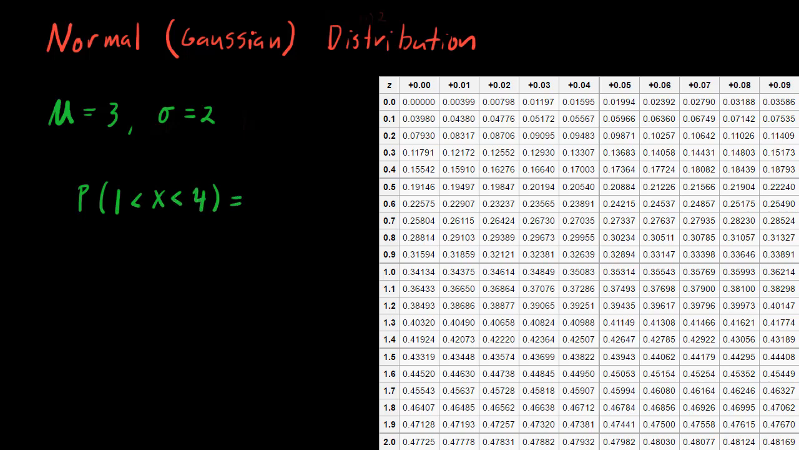So to do that, since our z table here is finding the area under the curve from 0 up to 1 standard deviation, we need to find our z-scores for here. So we're going to find our z-score of 1, which is 1 minus 3, divided by our standard deviation of 2, which is equal to negative 2 over 2, which gives us negative 1. And then our z-score of 4, which is 4 minus 3 over 2, which gives us 1 over 2, which gives us 0.5.